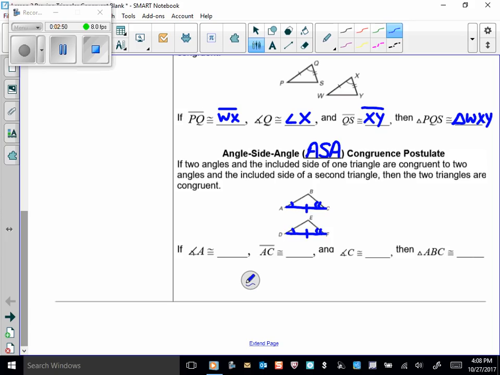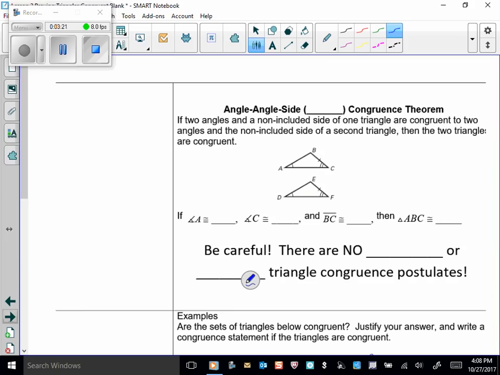So we've got angle A congruent to angle D. Side AC is congruent to side DF. That's the included side. Angle C is congruent to angle F. Therefore, by this postulate, I know that triangle ABC is congruent to triangle DEF. And don't forget that your order always matters. Corresponding vertices have to be labeled in the same order in your congruent triangle statement. Okay, I think there's one more.